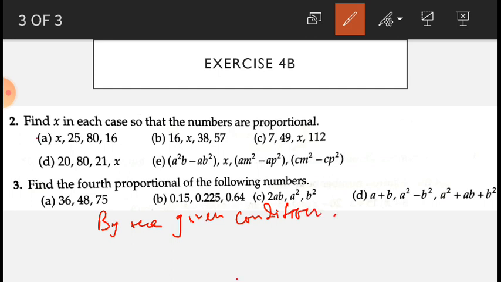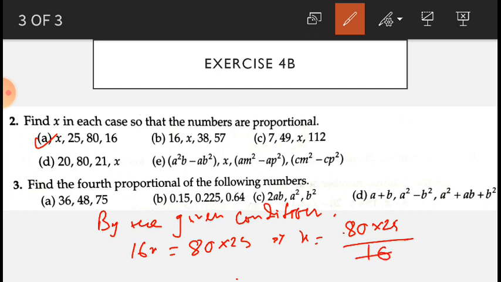I talk about question number A here. So that means 16x equals 80 into 25, that means x equals 80 into 25 divided by 16. So this is 5, so 25 into 5 will be 125. So 125 will be your answer.